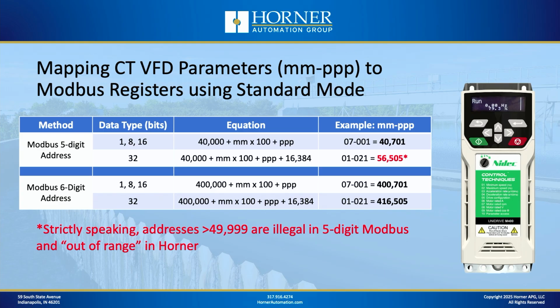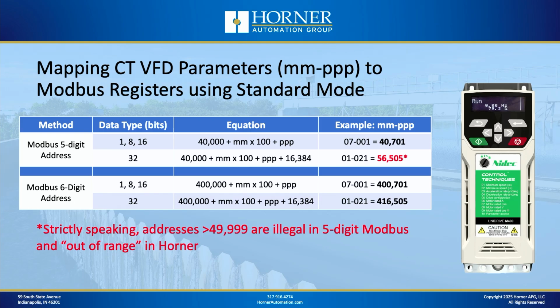Now, strictly speaking, Modbus addresses greater than 49,999 are illegal, which means that you wouldn't be able to access those using purely 5-digit addressing. So that would imply that we're going to have to use another method of doing it. First of all, I'll show you later why 5-digit addressing actually does work a majority of the time. But for now, let's talk about the alternative to 5-digit addressing, which is 6-digit addressing.